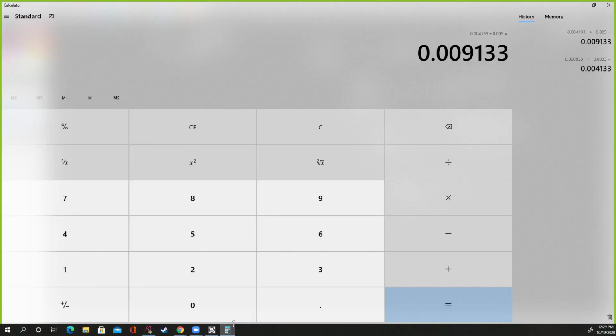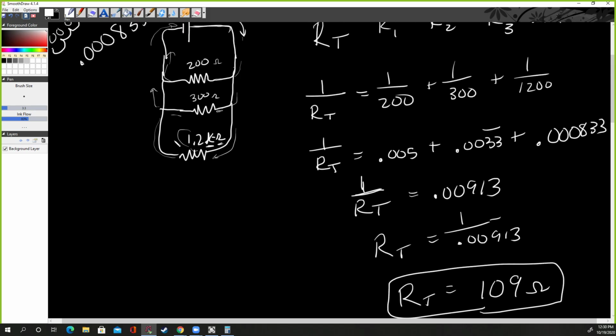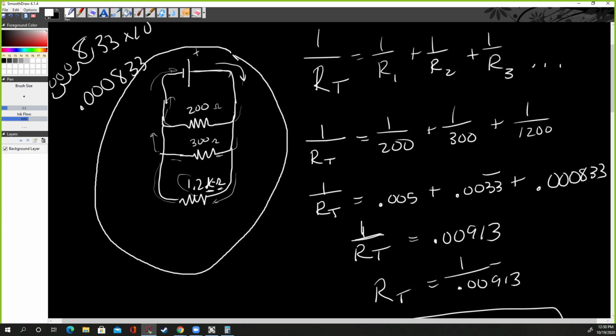I'm going to show you the easy way to reciprocate. You see how that was my answer and I have to reciprocate that? Just push the 1 divided by x button right here. You could take 1 divided by 0.009133, but that's extra work. I could just push this and it reciprocates it. 109.5, I guess, if I round it. So I'm just going to put 109 ohms. That is the total resistance of this circuit.